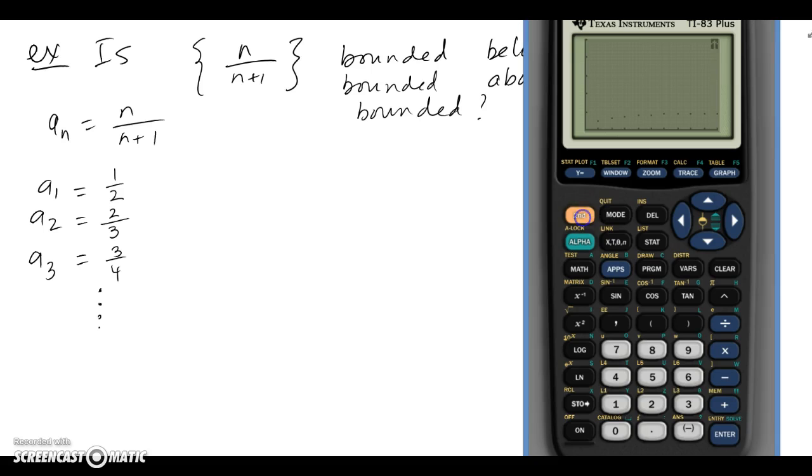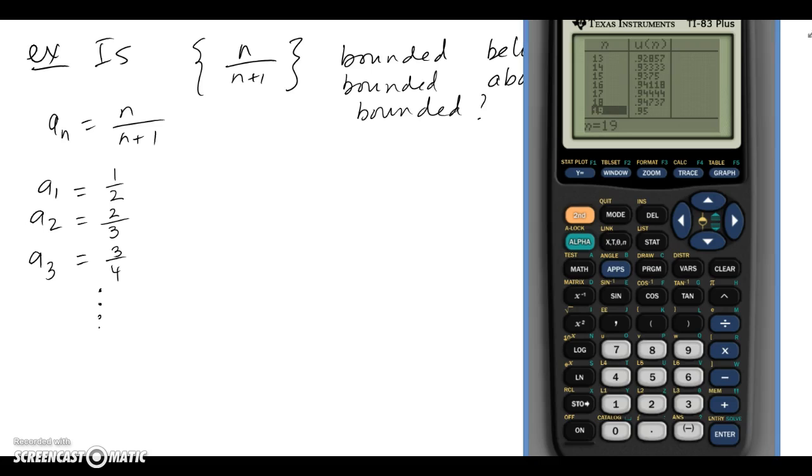Another thing you can do is second graph, and that should give you a table with all the values. You can just go through your table from 1 on and see the pattern. Notice as we go down, the terms of the sequence are getting bigger and bigger and staying under 1, it seems. So you can use your TI to explore that.